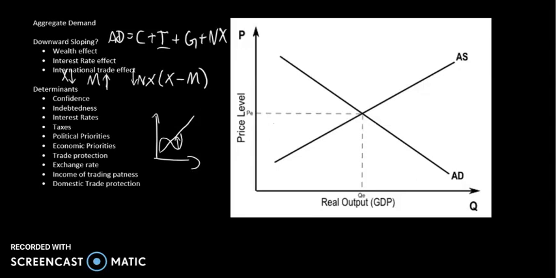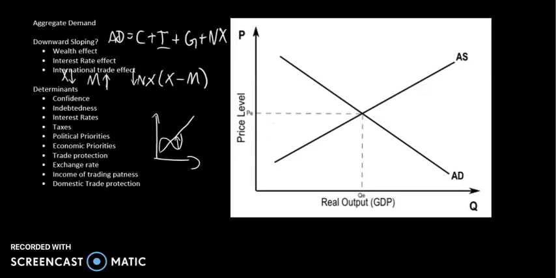Trade protection means that there are barriers to trade in a country. Let's go with domestic trade protection first. Domestic trade protection are the barriers to trade established by a domestic country. So that means imports are going to be more costly on average or harder to get for domestic consumers. So the value of import consumption would decrease. The value of M decreasing would mean that NX would relatively increase. So that means aggregate demand would increase as well.